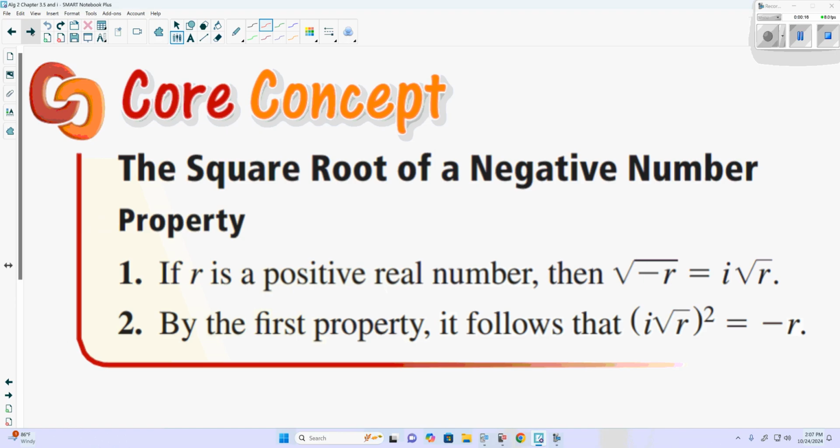Looking at this here, 351, the square root of a negative number property. Now this here, it seems like this property has a lot to say, but it actually doesn't have a whole lot to say at all. Because if r is a positive real number, and we take the square root of negative r, well, this negative is going to come out as i. And then we would simplify whatever r is. Here we're just leaving it because we don't technically know what r is. It could be a perfect square, it couldn't. But we get i square root of r.